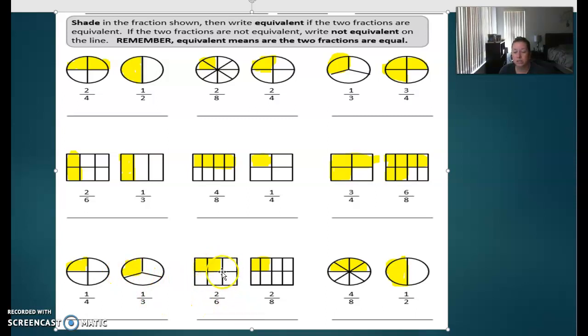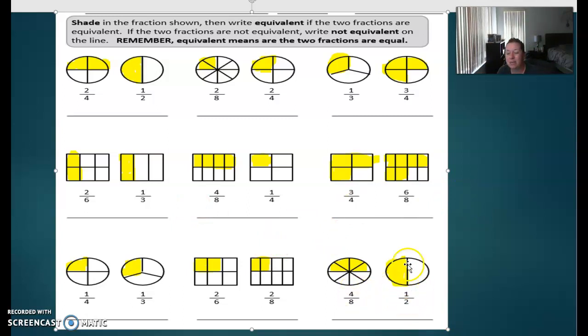Down here, 2/6 and 2/8. Those look really close. Can I multiply 6, my denominator, to get to 8? I cannot. So they are not equivalent. These pieces are actually smaller than these ones. The larger the denominator, the smaller the pieces. I always like to think of it as a candy bar. Do I want to share it with 8 people and get a small piece, or share it with 4 people and get a bigger piece? So I always think about food.